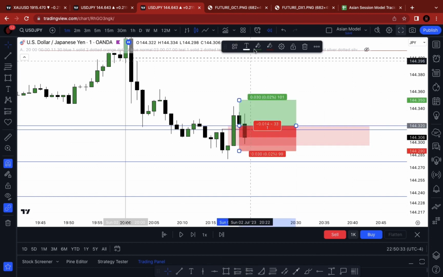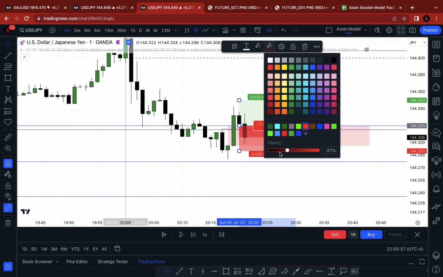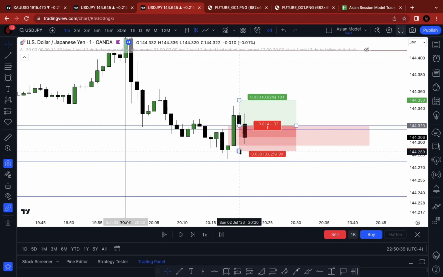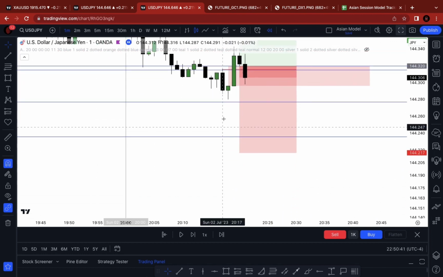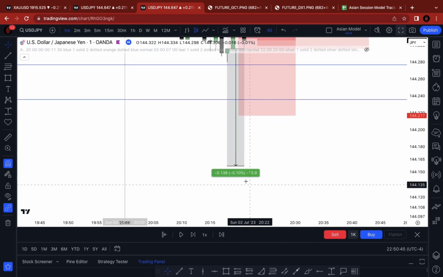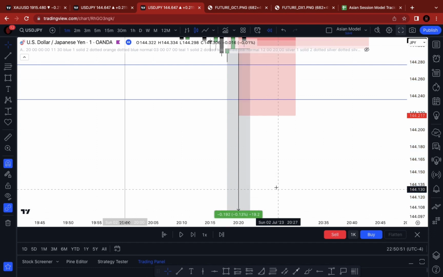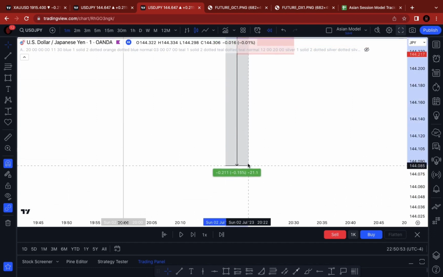Minimum, I'm looking for what? 20 pips. Let's make this a little transparent. So if I'm looking for 20 pips, so I'm going to do this quickly here. I'm looking for a 1-to-1 setup. So if I'm risking 20 pips to gain 20, it's a 1-to-1, a dollar for a dollar.